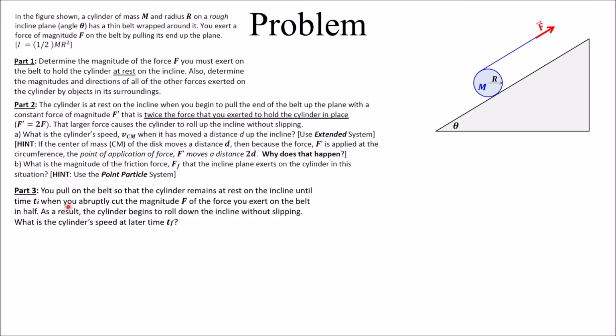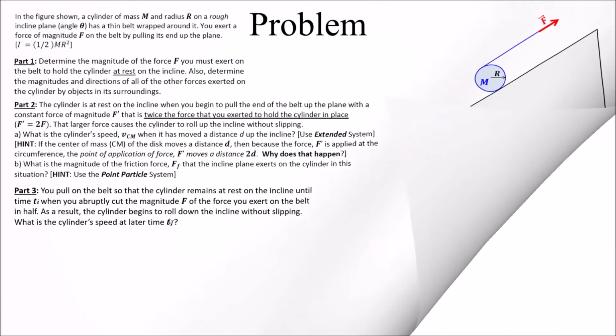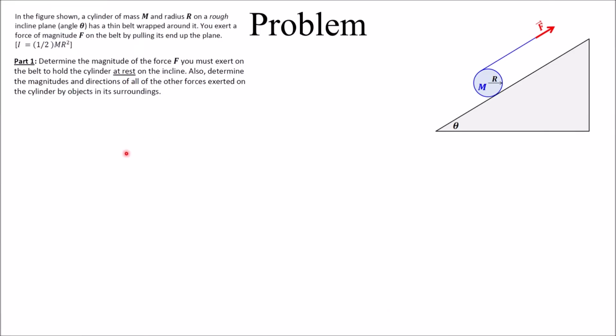And then for part 3, we're going to pull on the belt so that the cylinder remains at rest on the incline until this time Ti, when you abruptly cut the magnitude of the F that you exert in half. And so we'll take a look at that with part 3. So let's focus on part 1 first.